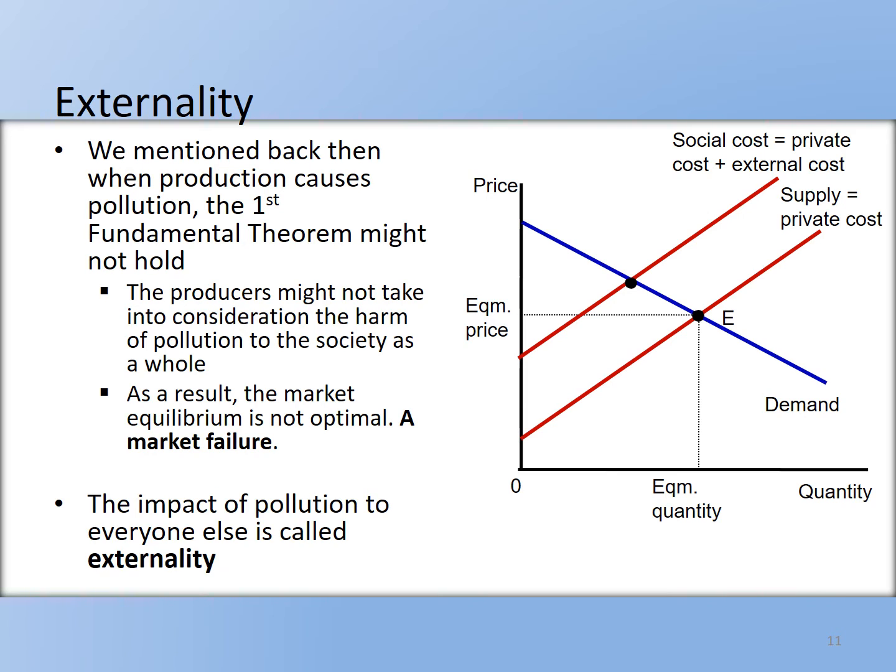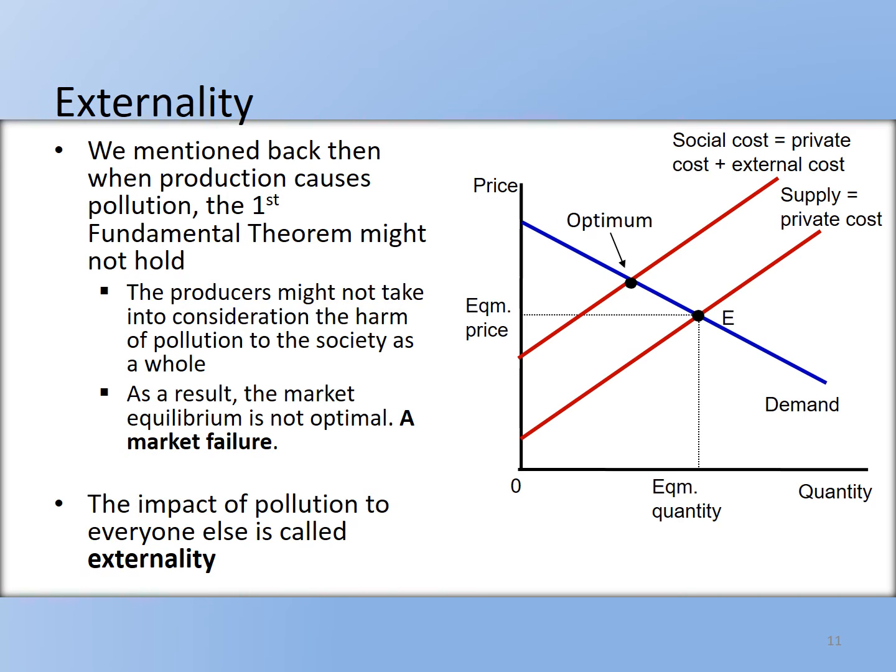So I, as a seller, care about my own private cost, labor, capital. External cost would be pollution, as an example. We have other examples in a moment. So graphically, it's pretty simple. You just add the external cost vertically, right? So if the private cost is here, the vertical distance between social cost and the private cost is the external cost. This vertical distance is the external cost, right?